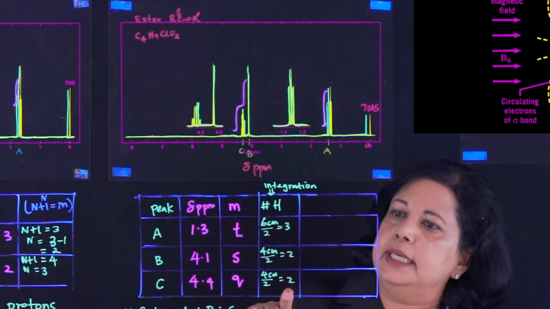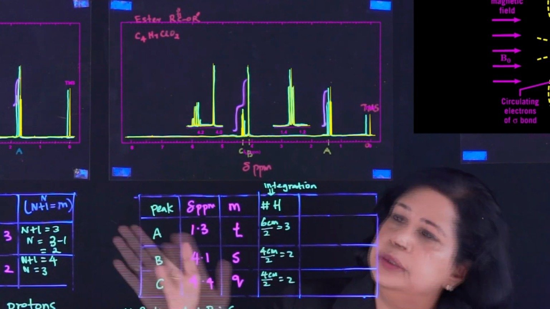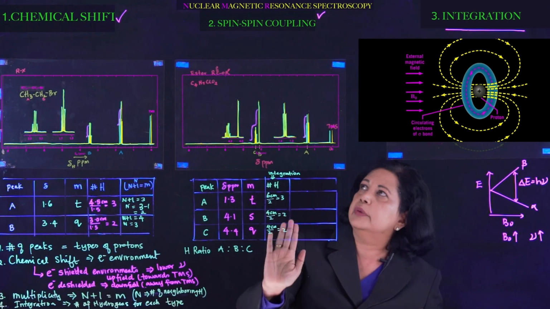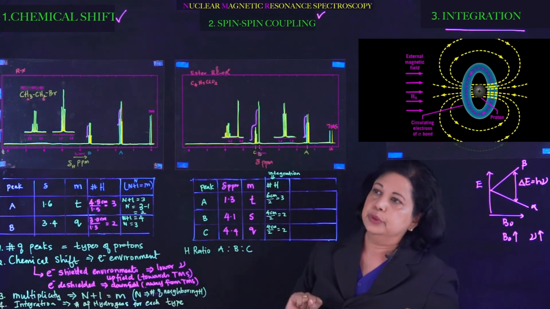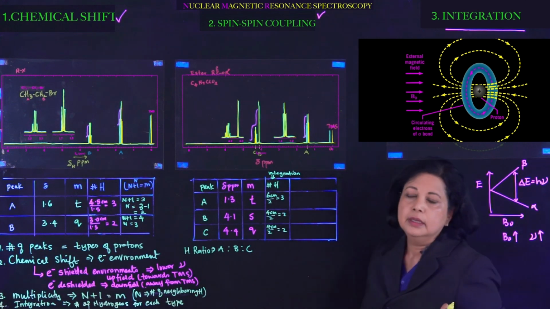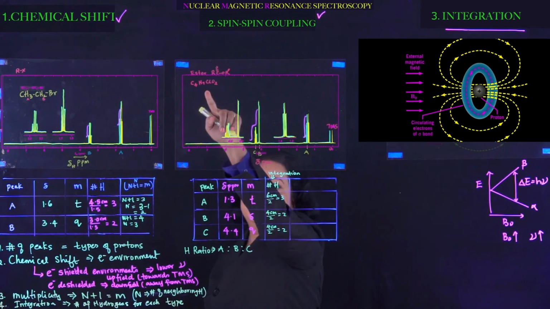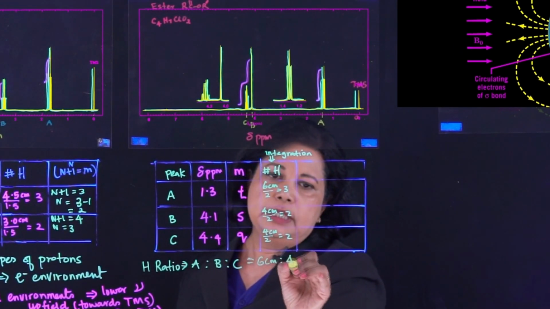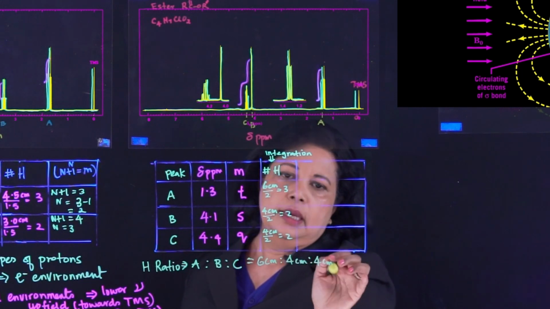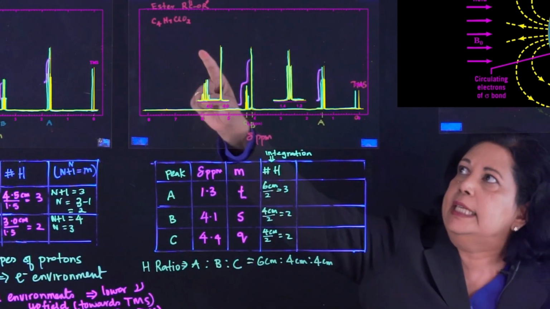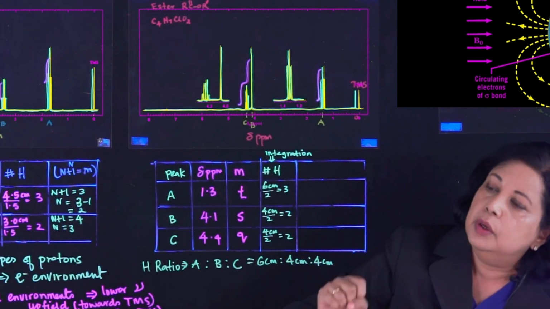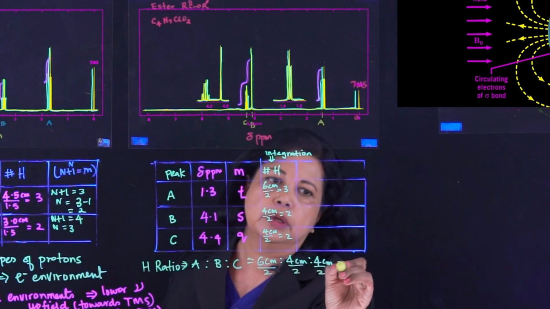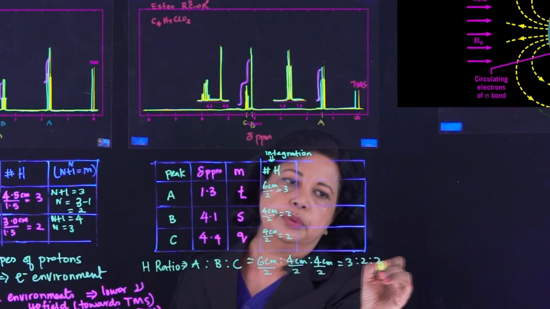And that adds up to be 7, and we have 7 protons. So we don't need to multiply this or do any other operation to it. This is the empirical ratio, and it's also the molecular ratio of hydrogens. So A to B to C hydrogen ratio by centimeters is 6 centimeters to 4 centimeters to 4 centimeters. If you add this up, it would be 14, but we only have 7, which means we have to divide everything by 2 because we only have half the number of protons, which is going to give you a 3 to 2 to 2 ratio.